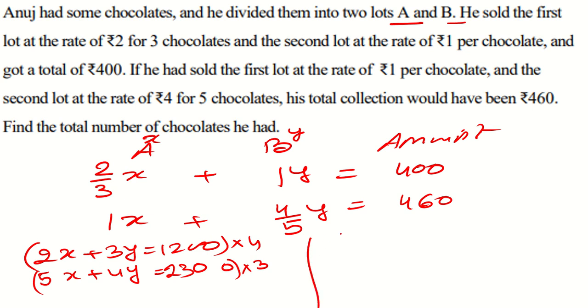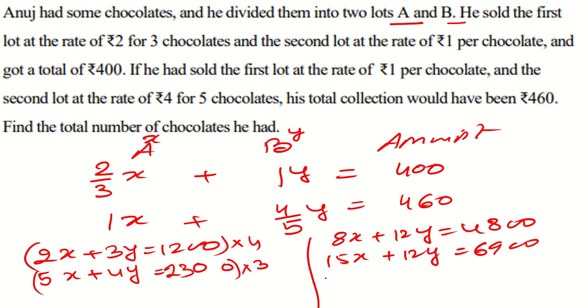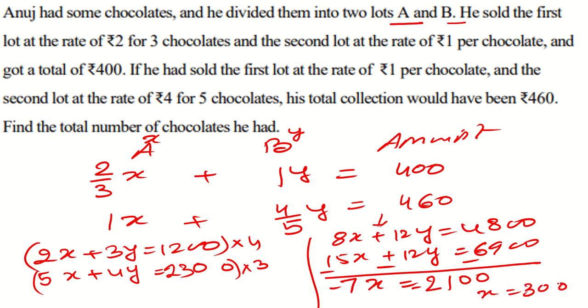So it will be 4 times 2, 8x plus 12y is equal to 4800, and the second equation will be 15x plus 12y is equal to 23 times 3, 69, so 6900. Now both have the same sign for y, so just subtract. By subtracting, don't forget to change the sign. It is minus 7x is equal to the subtraction, with minus sign. So x will be equal to 300.